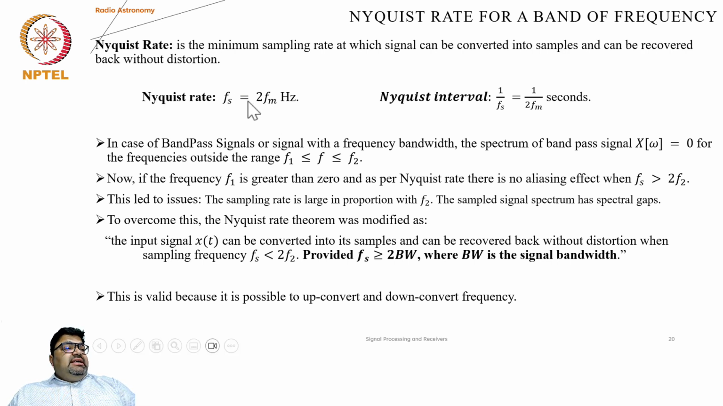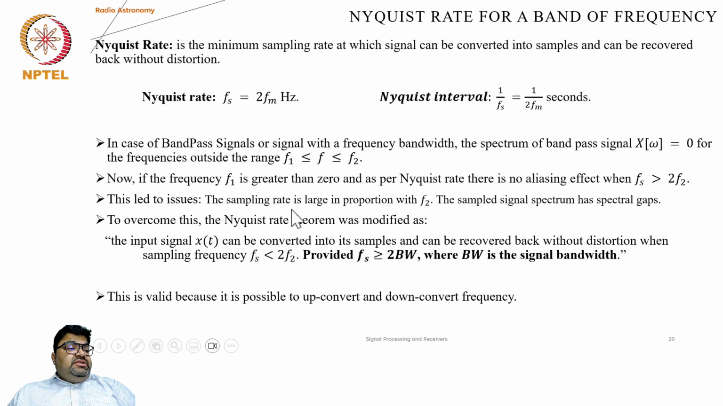So the Nyquist rate is Fs greater than twice Fm, where Fm is the maximum signal frequency. The Nyquist interval is 1 over that. In the case of a bandpass signal, or a signal with a frequency bandwidth, the spectrum of the bandpass signal X(omega) is equal to 0 for the frequencies outside the range of f1 to f2, the lower and upper limits. Now, if the frequency f1 is greater than 0, as per the Nyquist rate there is no aliasing effect when fs is greater than twice f2.